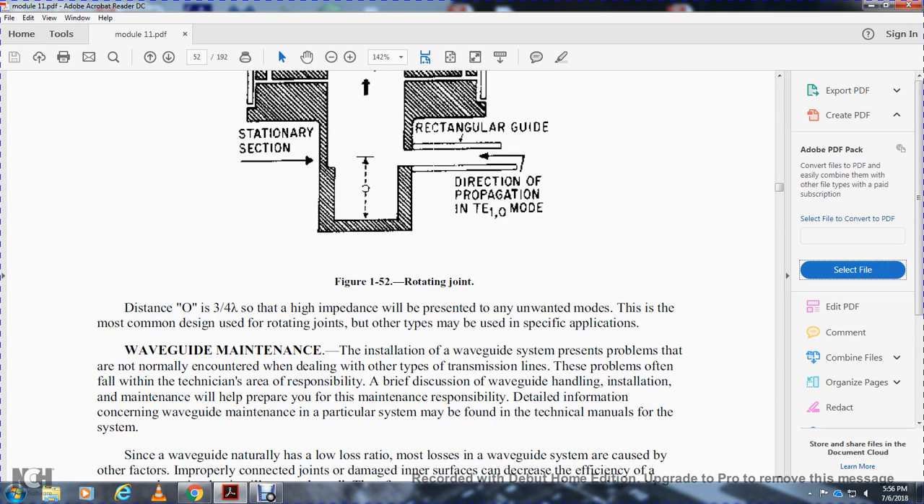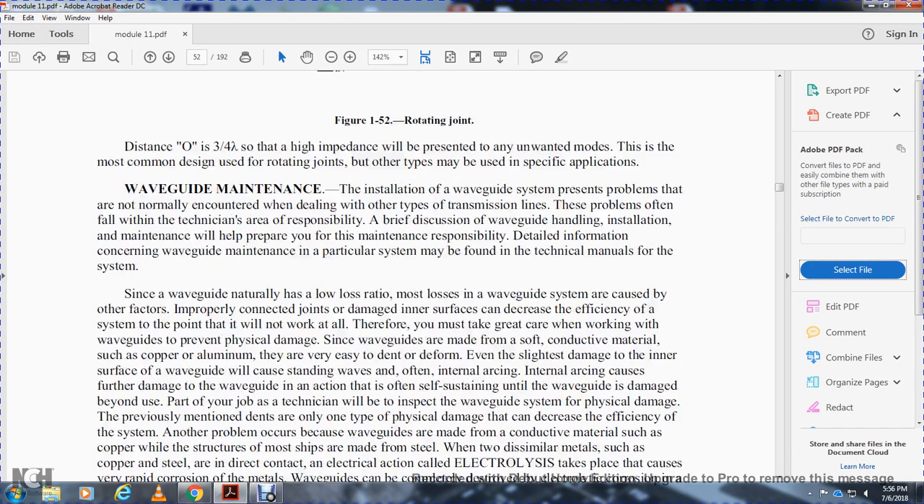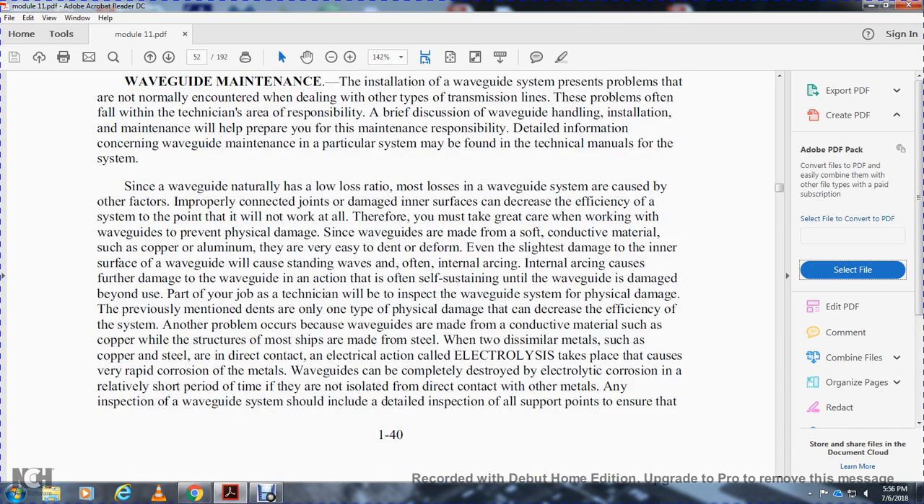Waveguide maintenance and installation. Waveguide systems present problems not normally encountered when dealing with other types of transmission lines, but these problems often fall within the technician's responsibility. This description of waveguide handling, installation, and maintenance will help prepare you to maintain responsibility. For information concerning the maintenance of a particular system, consult the technical manuals for the system. Since the waveguide naturally has a low loss ratio, most of the loss in a waveguide system can be caused by other factors, probably connected joints with the design.